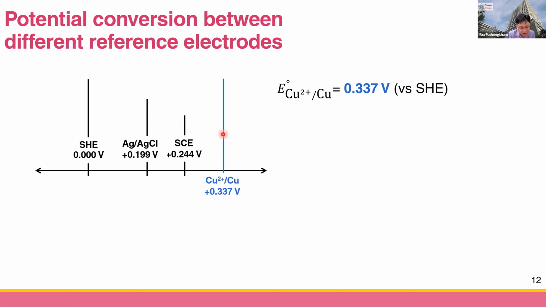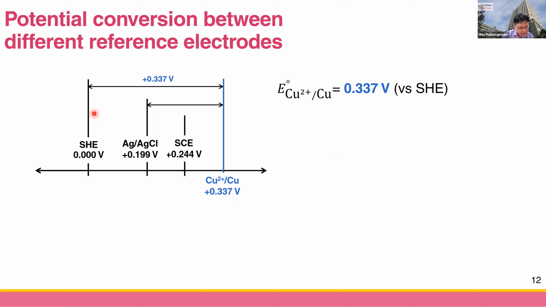First let's do the silver chloride. What is the electrode potential of this electrode versus the silver chloride electrode? This is a distance 0.337, but in order to convert to silver chloride electrode, you just need to know this distance, right? How should I do this? In order to get this distance, which is the electrode potential of copper against the silver chloride, how should I find this number? Someone says copper minus silver. Yeah, that's kind of right.